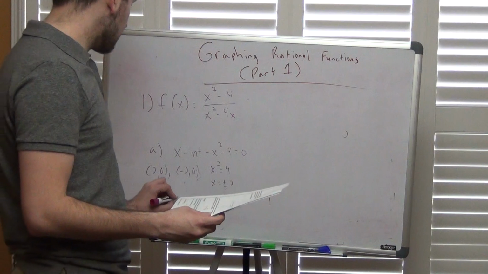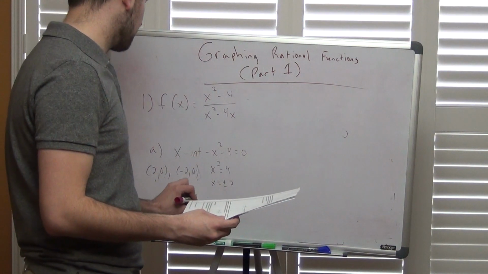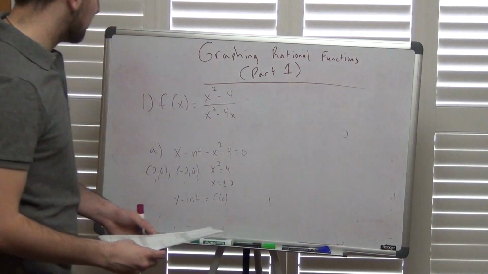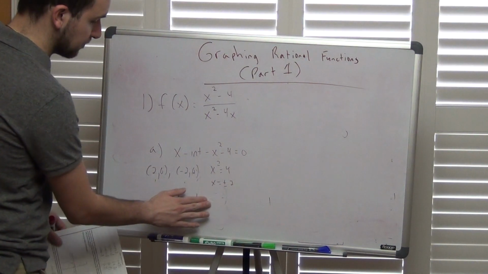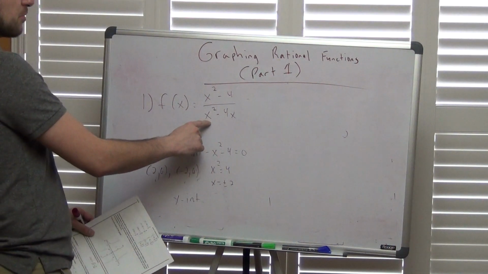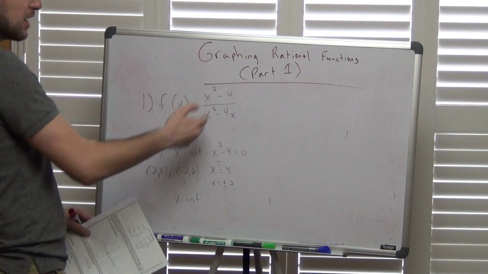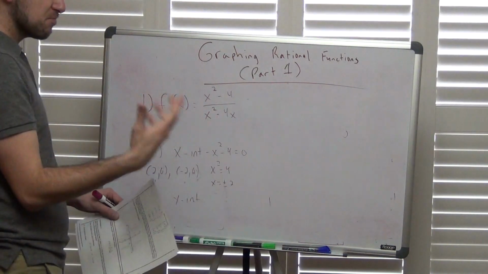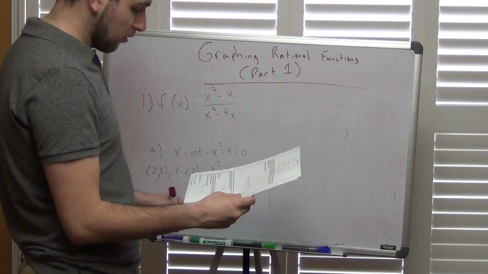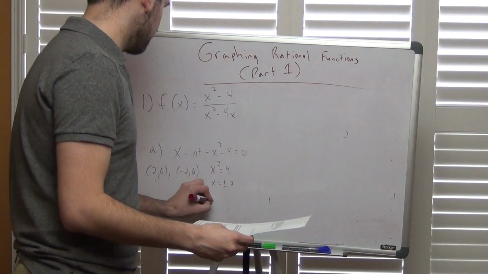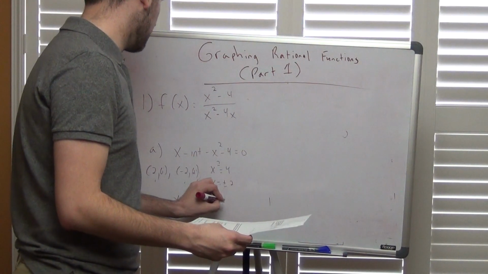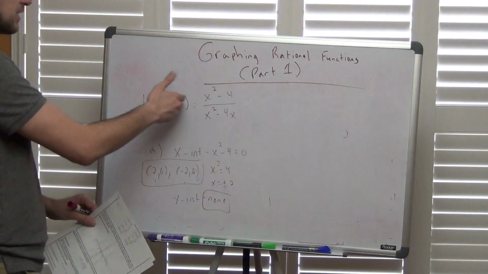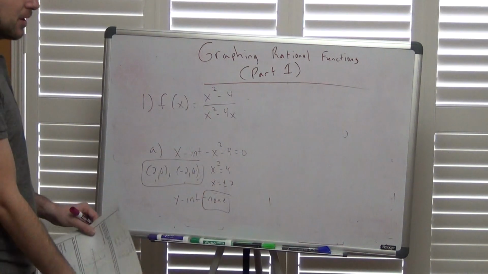Now, for our y-intercepts, what we've been doing is f of 0. Well, if I plug in 0 for this function, this is going to be 0 minus 0. I'm going to get an undefined answer. So 0 makes this function undefined, so there are no y-intercepts. These answers could be none, depending on the problem. In this case, because f of 0 is undefined, there are no y-intercepts.